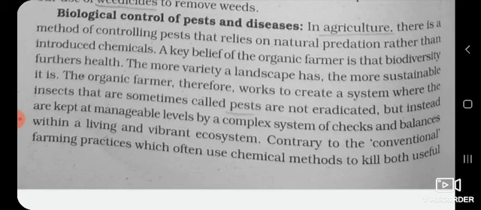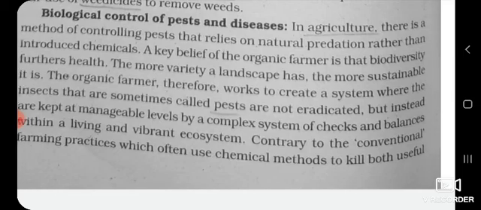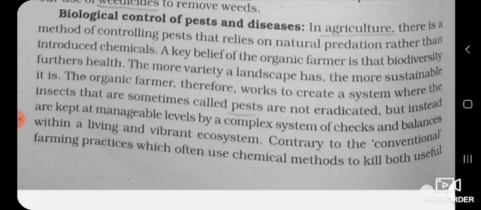Contrary to the conventional farming practices which often use chemical methods to kill both useful and harmful organisms. Contrary means opposite to the chemical method which kills not only pest but also useful organism. So we have seen that chemical method kills both useful as well as harmful pest or organism, but this biological method kills only the pest or maintains the lower population of that pest.